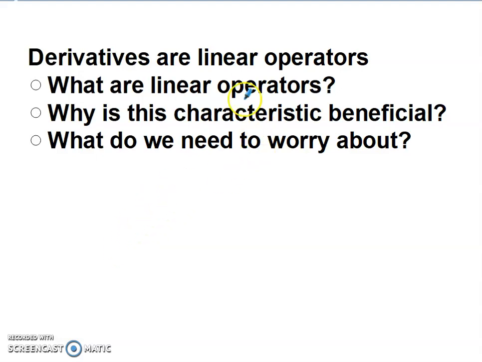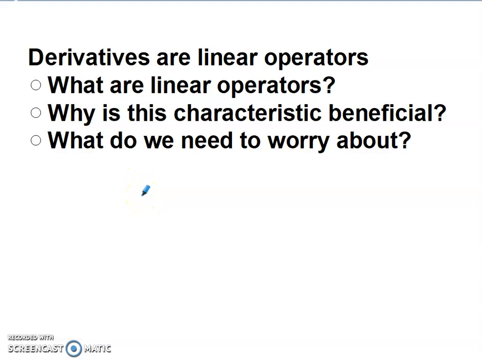So in this video, we're going to talk about a very specific characteristic that derivatives have, specifically that they're linear operators. So first we'll address what linear operators are. Why is this characteristic beneficial when we're taking derivatives? But then what do we need to be a little cautious of when we're taking derivatives?